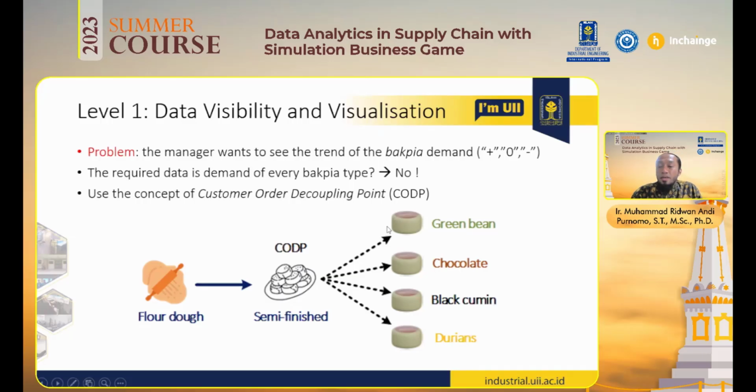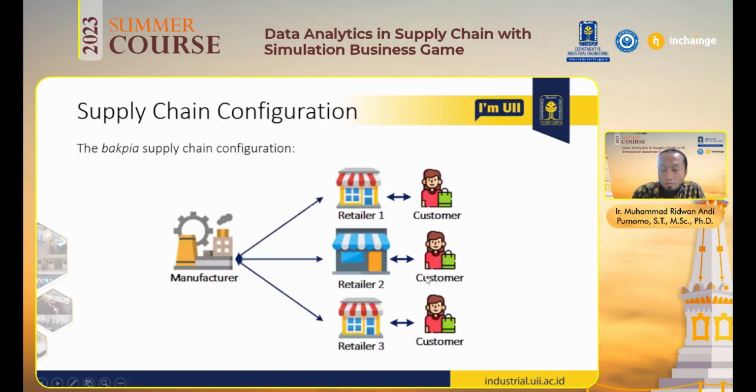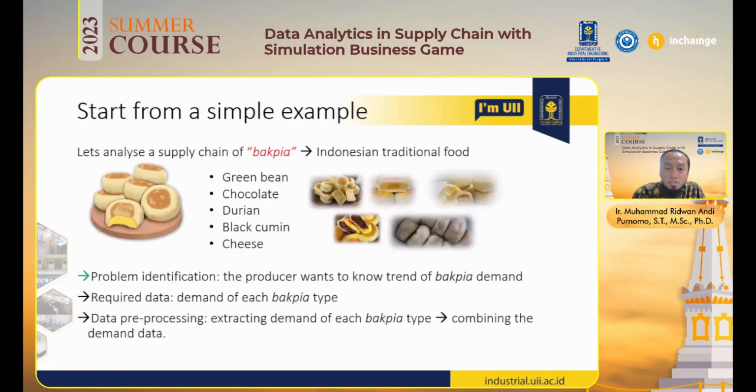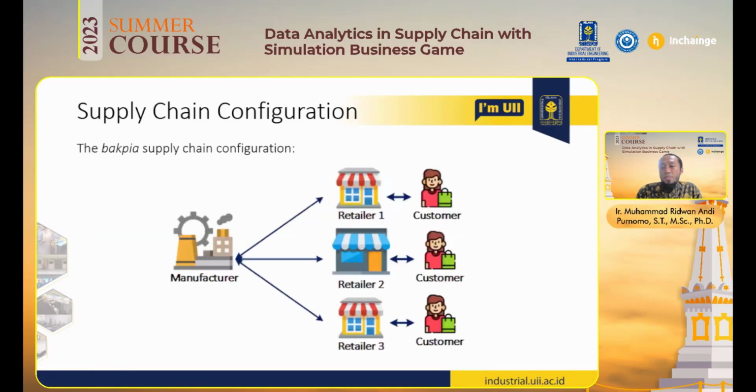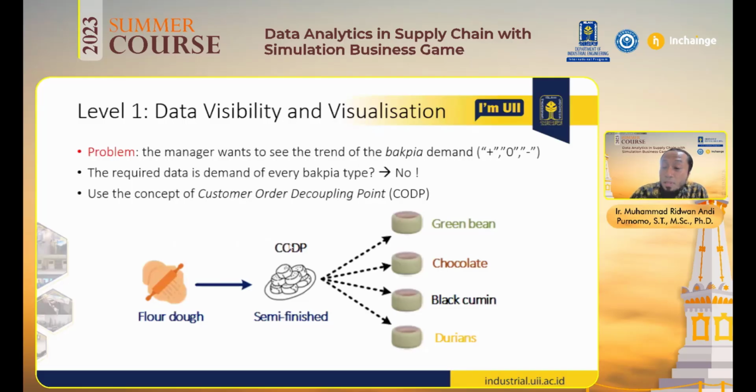Okay. Let's say there are five tastes of bakpia: green bean, chocolate, durian, black cumin, and cheese. But before the producer produces every bakpia taste here, there is bakpia called semi-finished good. And this is the raw material. So from this diagram, we understand, starting from the raw material until semi-finished goods, until semi-finished bakpia.